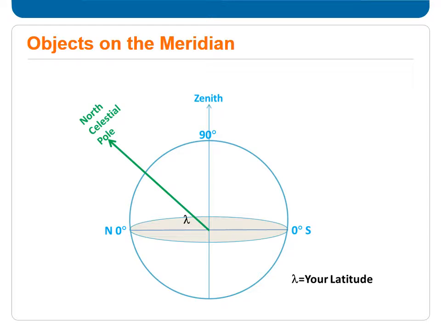The altitude of the celestial north pole is equal to your latitude. The celestial equator is perpendicular to the north celestial pole, so you draw a line 90 degrees from the north celestial pole towards the south. The altitude of the point where the celestial equator crosses the meridian is 90 degrees minus your latitude.